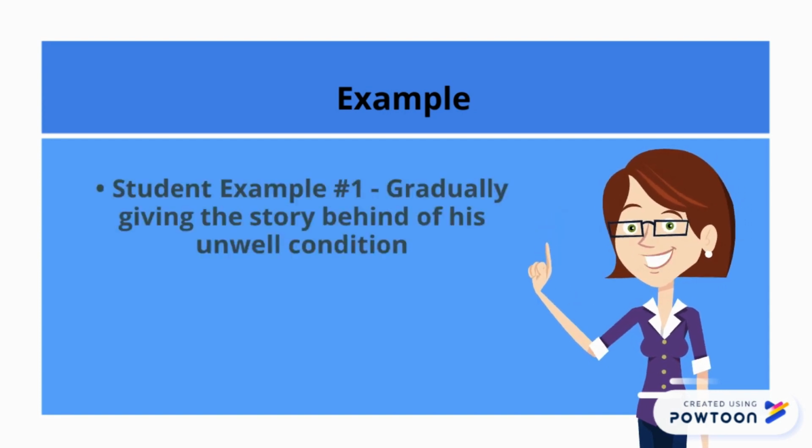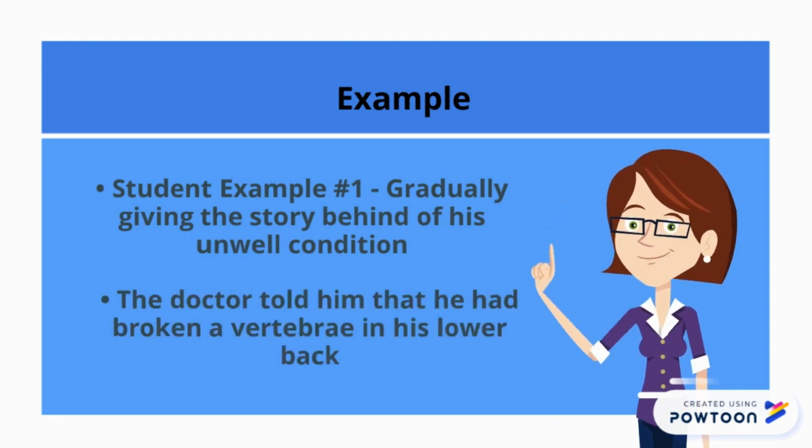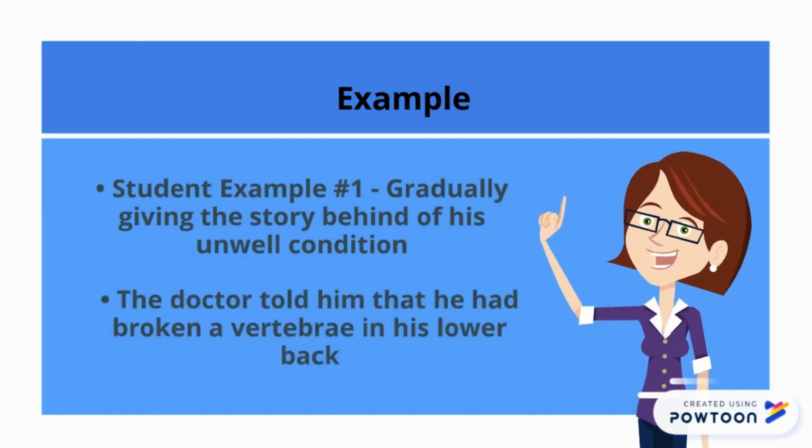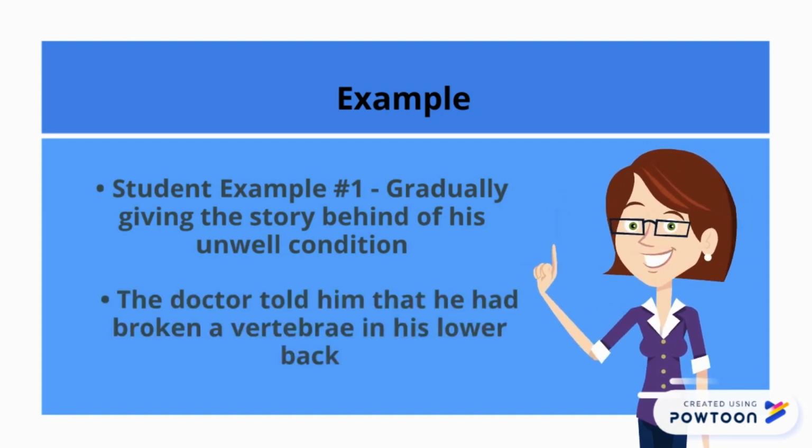So the rising action in student example 1 is when he gradually gives the story behind his unwell condition. The doctor told him that he had a broken vertebra in his lower back and he probably will not be able to play in the future because of this, even though he is still unsure about it.